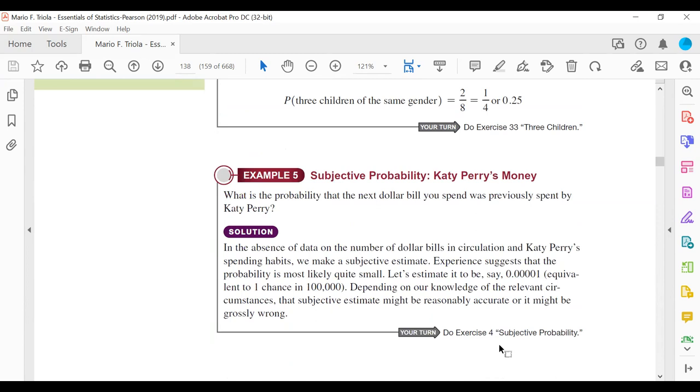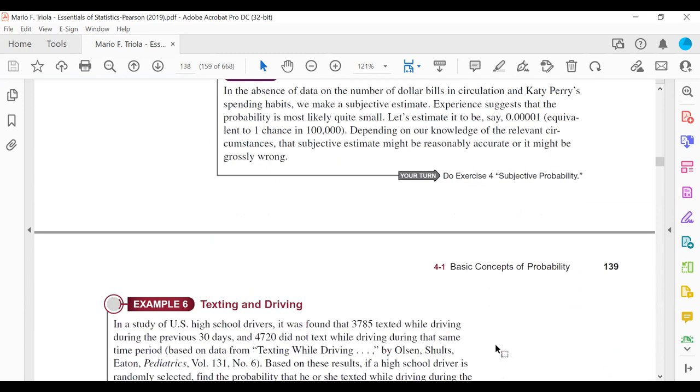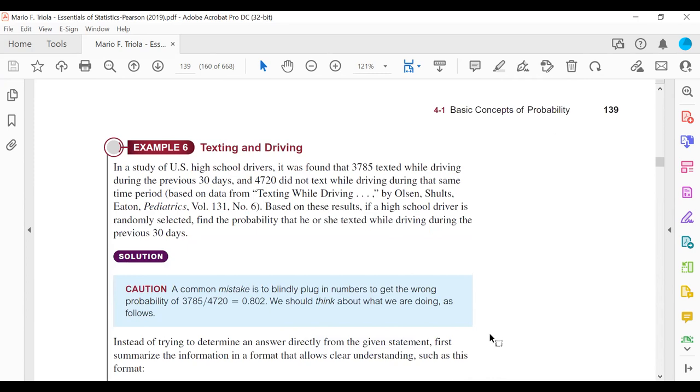We're going to skip number 5 because we don't think we have any Katy Perry fans. All right, let's look at number 6. So number 6 is texting and driving. How many of y'all text and drive? I do not. I drive and eat. Now, how does one eat a bean and cheese taco on a stick shift automobile? It's talent. Very talented.